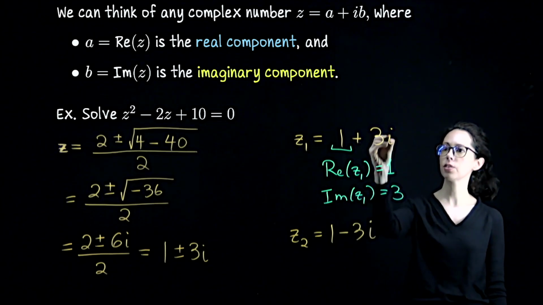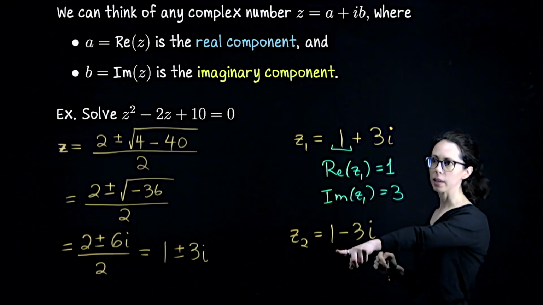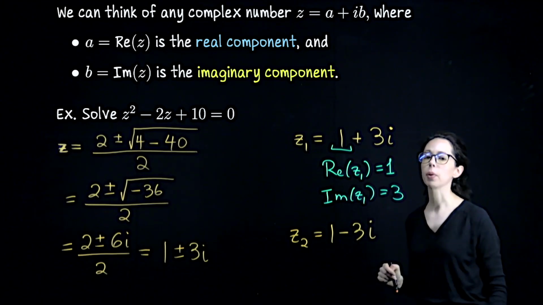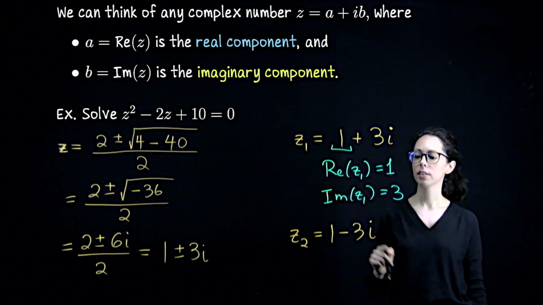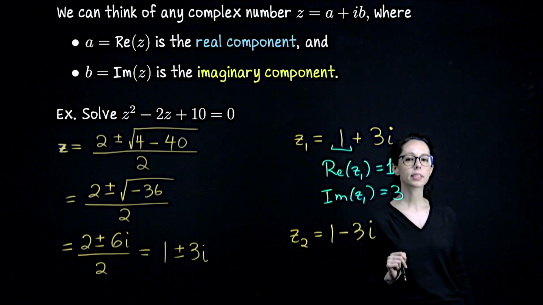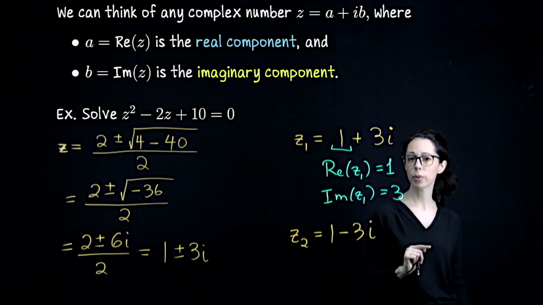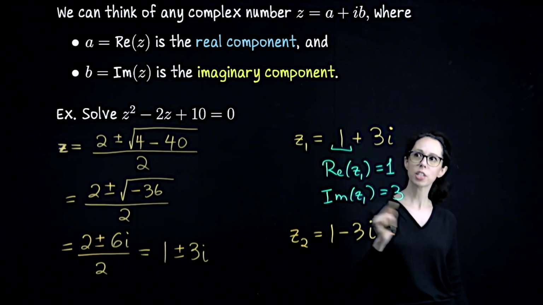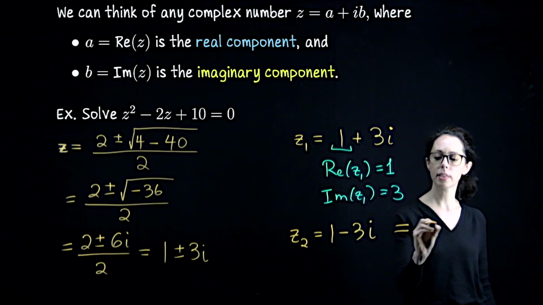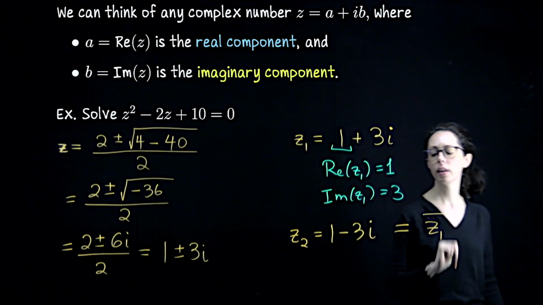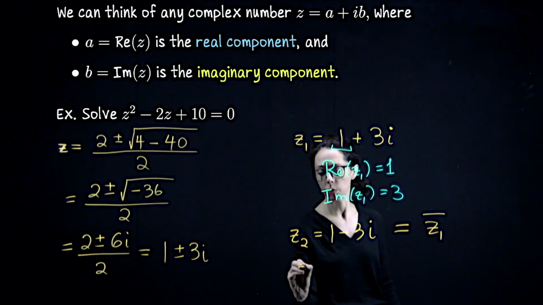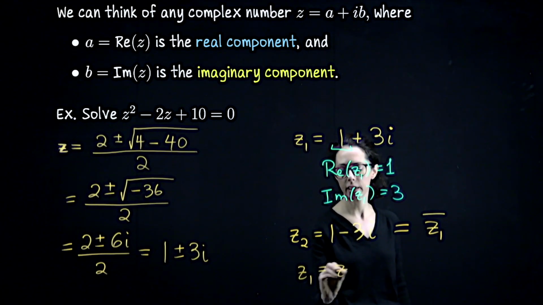And if you compare these two, you'll notice that they have the same real component. So the real component of Z2 is also 1. The imaginary component, however, differs by a sign. So this one has an imaginary component of -3. When a pair of complex numbers satisfies the property that they have the same real component, but their imaginary components differ by a sign, we call them complex conjugates. So Z2 is the complex conjugate of Z1, which we can denote with a bar symbol. So we could also say that Z1 is the complex conjugate of Z2.